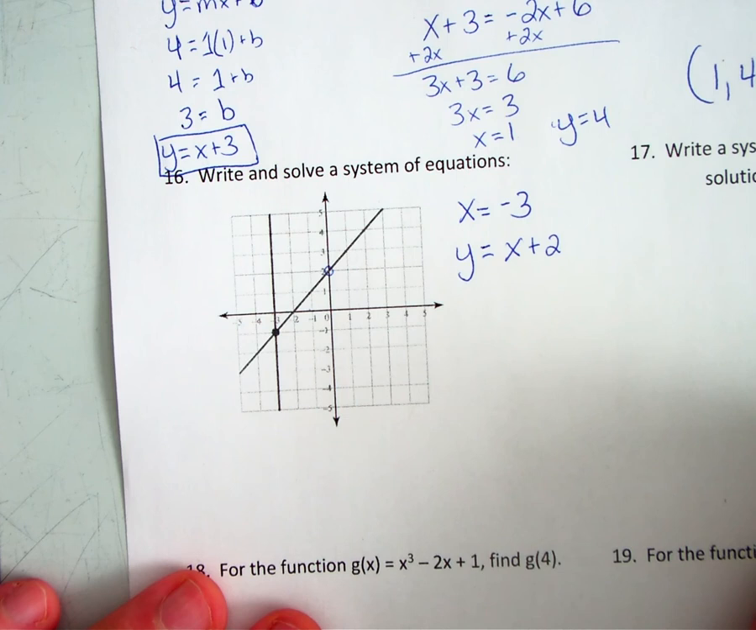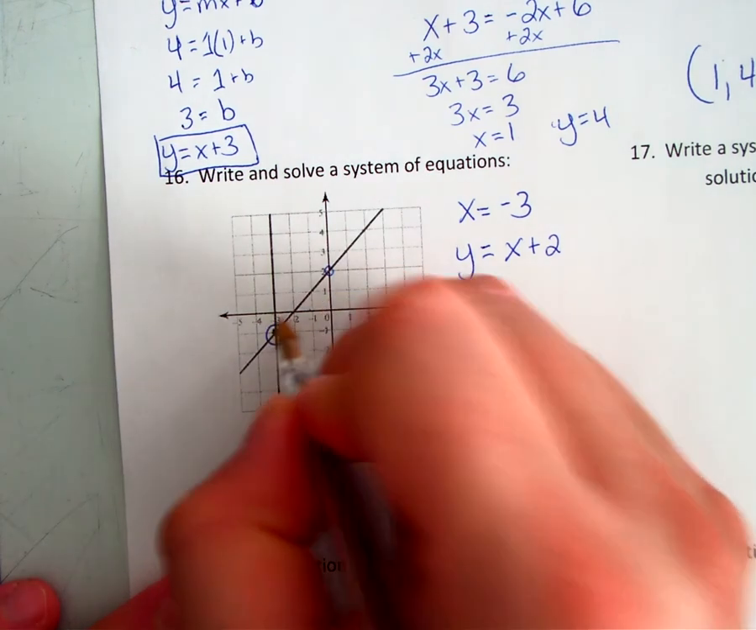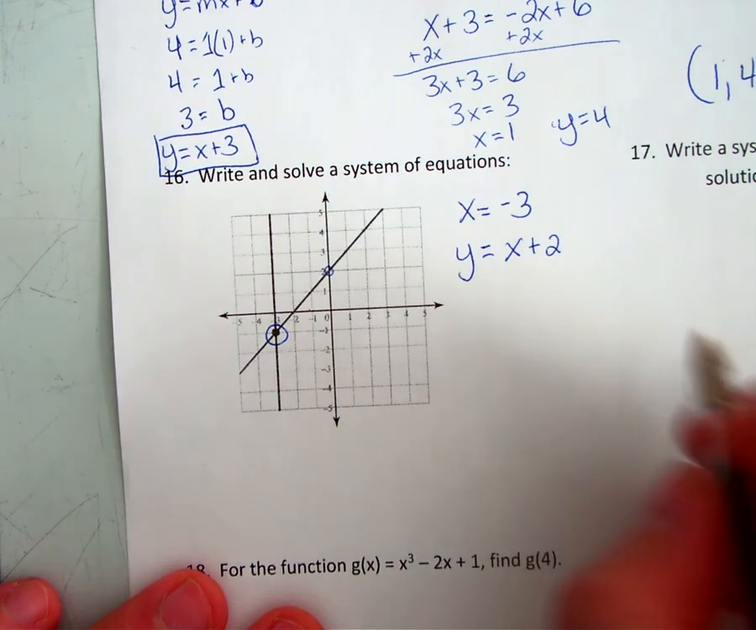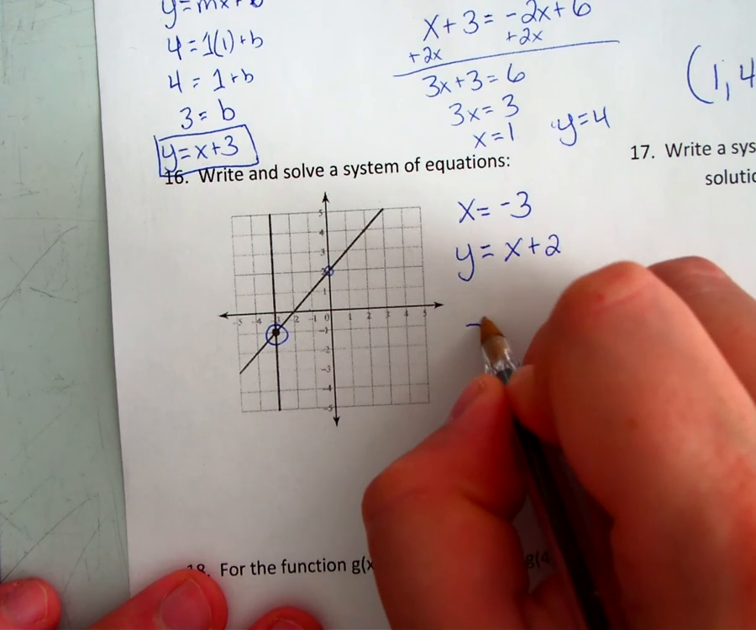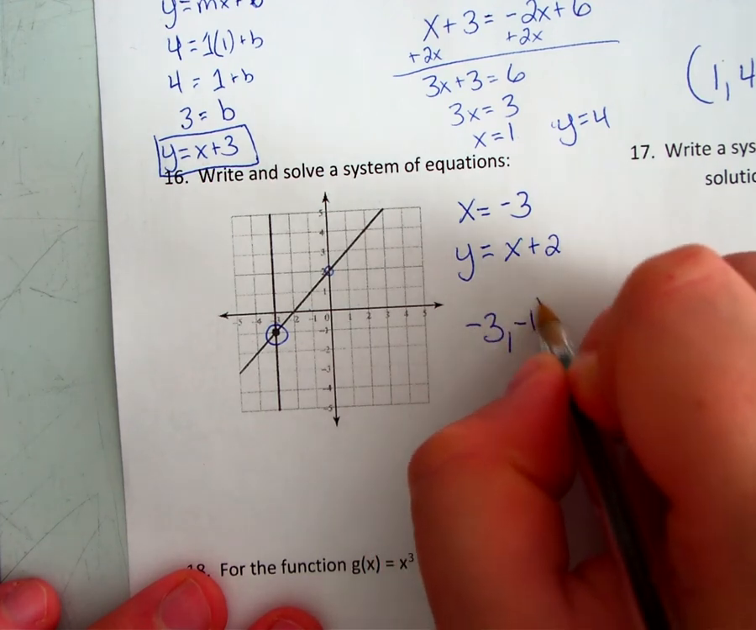Since we have already got a graph, we don't need anything to solve the system of equations. We can simply identify it by graphing. So the solution to this system of equations is -3, -1.